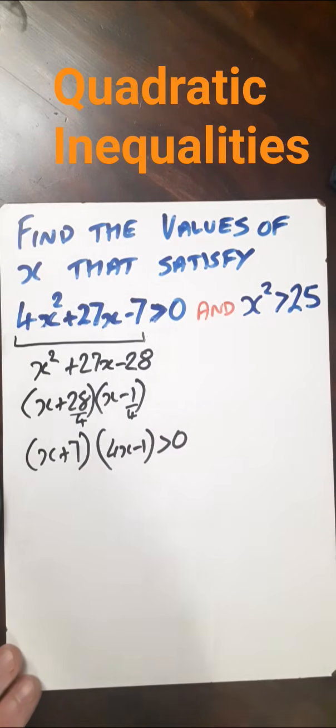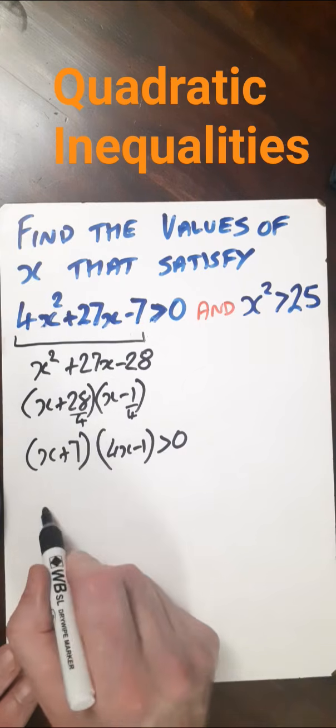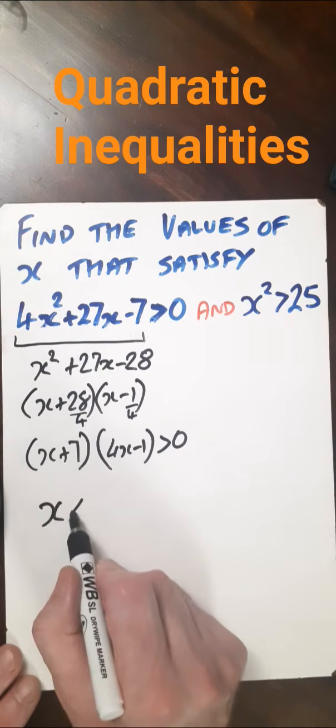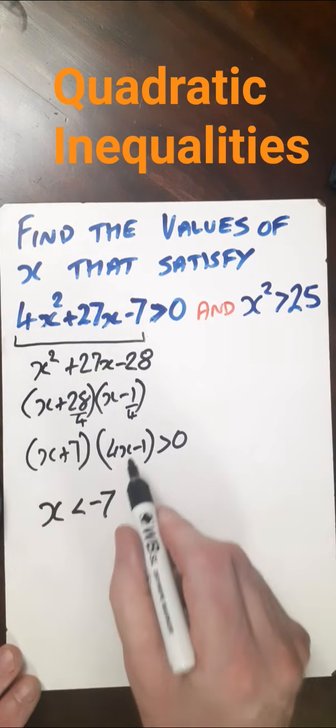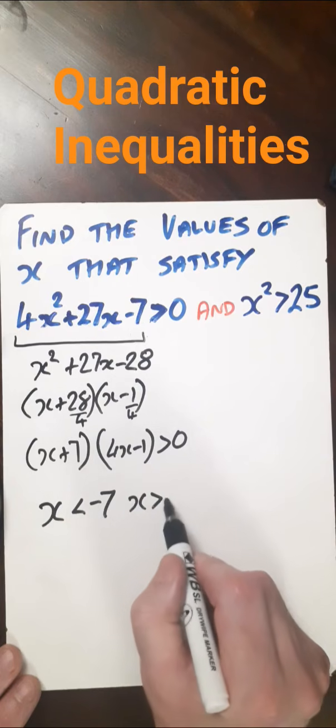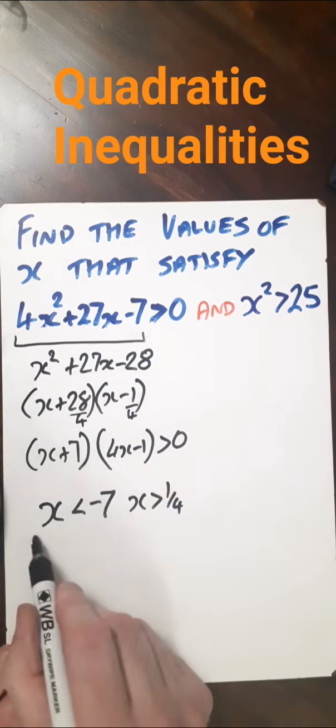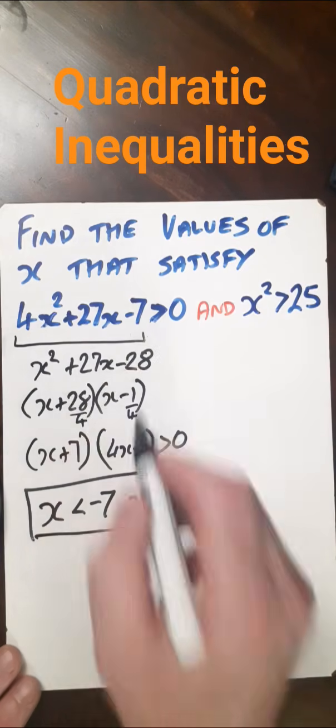And that's got to be greater than 0. So now my critical values will be for x to be less than minus 7, and here for x to be greater than 1/4. So there's my critical values for this one.